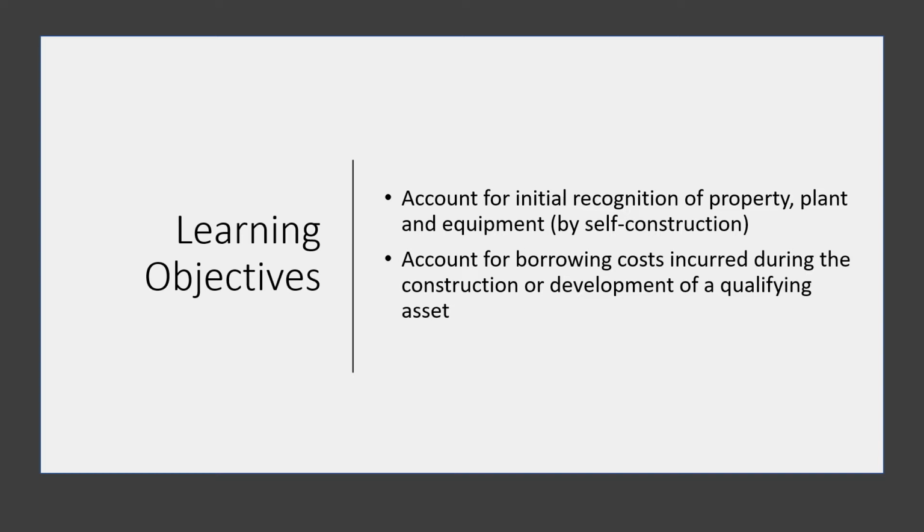First, just like the previous module, is to account for initial recognition of property, plant, and equipment, this time by self-construction. So meaning, instead na they're going to buy or acquire an asset like PPE, building, etc., it is the company who will make the assets, by means of self-construction. Halimbawa, instead na engage nila yung contractor to build a building for them, what the company will do is just construct the building for itself.